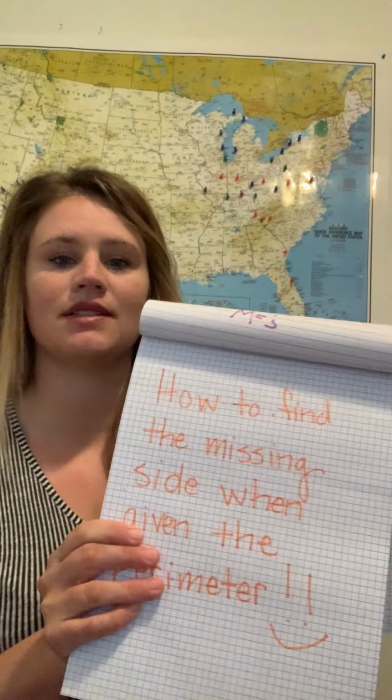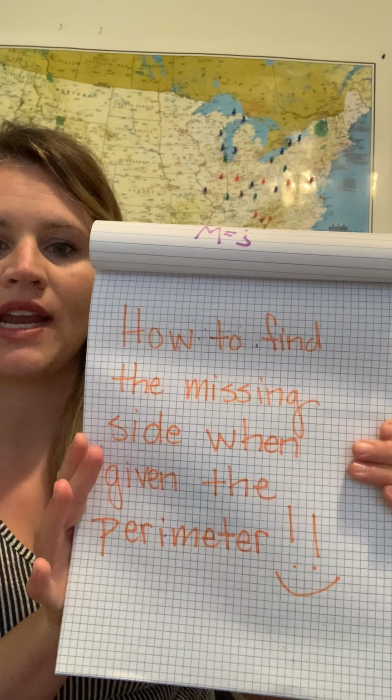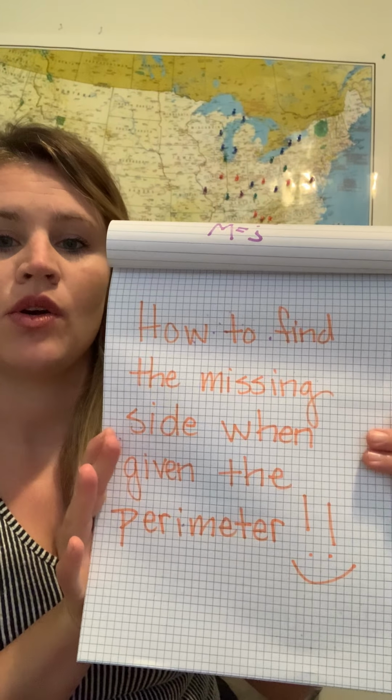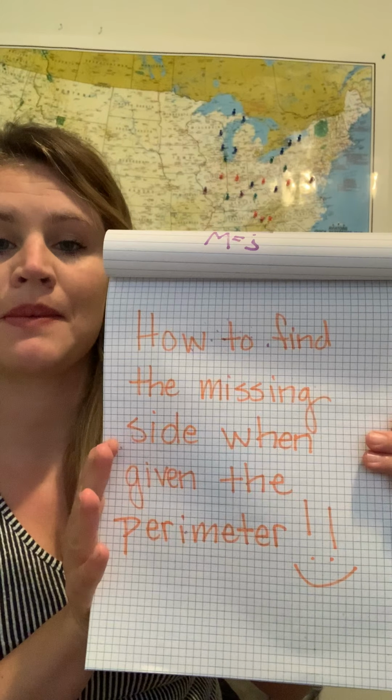Now for the lesson for today. Get my notebook out. I'm going to start with an I can statement. A lot of times in class we also start with I can statements. My I can statement for today is how to find the missing side when given the perimeter.